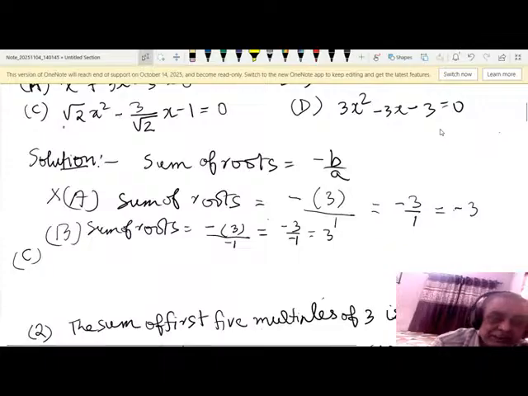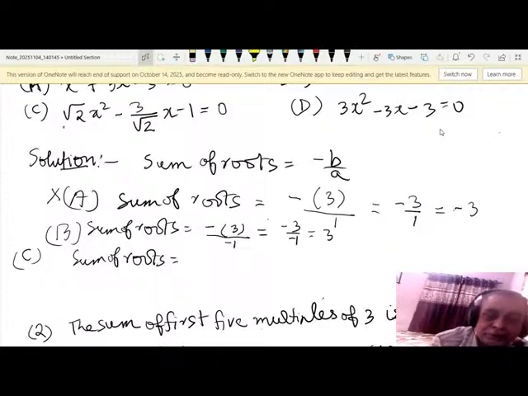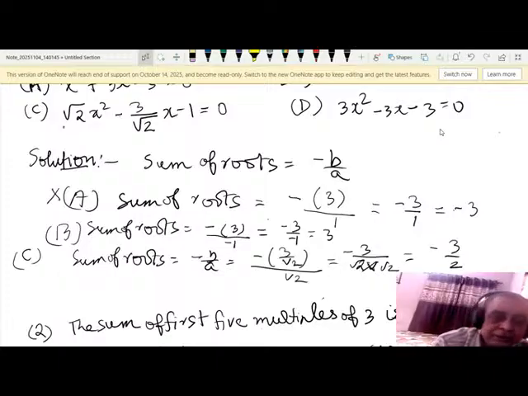In the C, the sum of roots is what? The sum of roots is minus b by a. B is the x coefficient. So it is minus 3 divided by root 2, divided by a, which is root 2. So this is minus 3 divided by root 2 into root 2. So that comes to minus 3 by 2. So this is also not the correct choice.